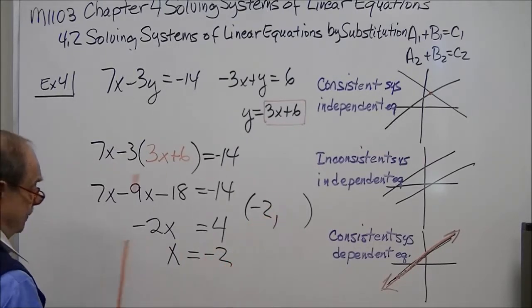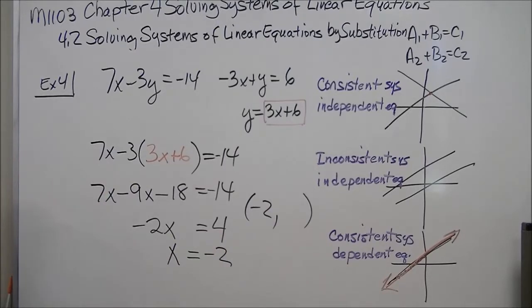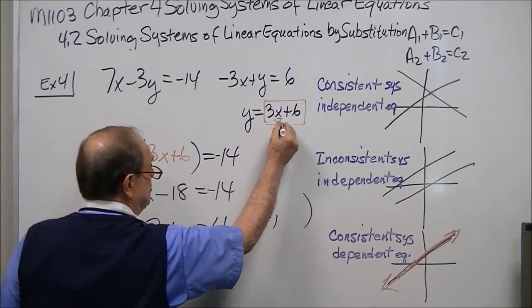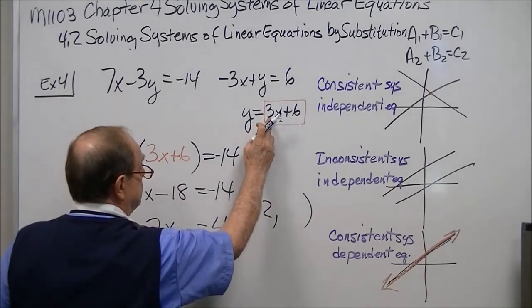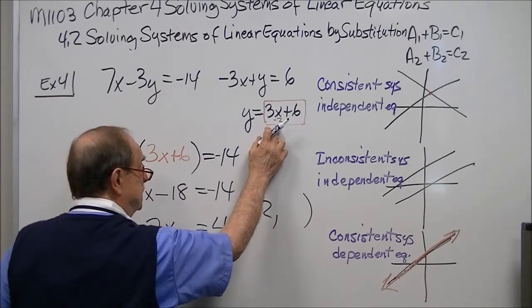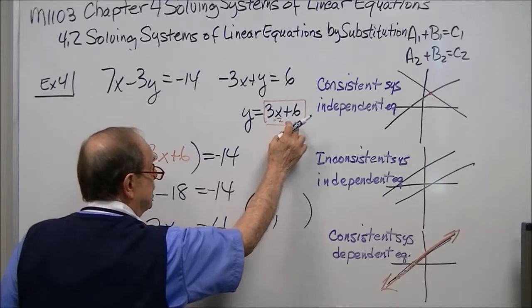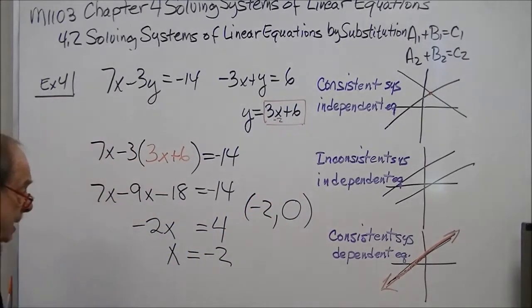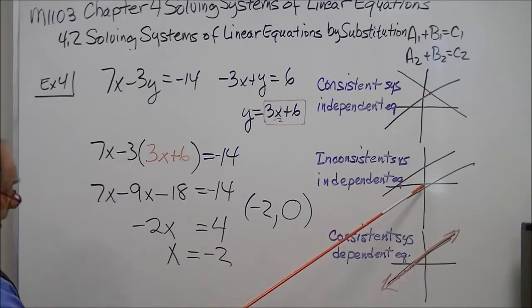But I still didn't solve for the y value. How do I do that? Well, x is a negative 2, so I'm going to put a negative 2 right there. 3 times a negative 2 is negative 6. Negative 6 plus 6 is 0. And this often panics students. They say, oh, it must be no solution. No, 0 is a good point. Negative 2, 0 is right there on the number line.